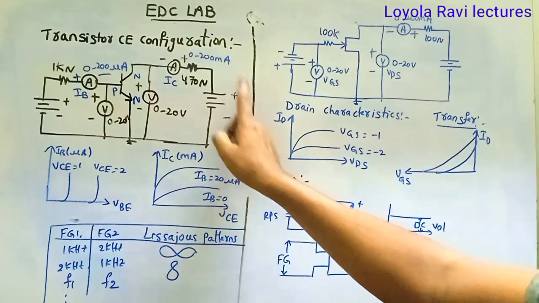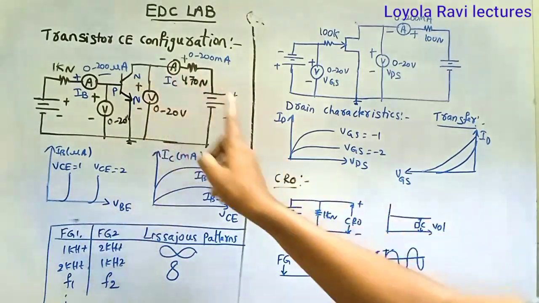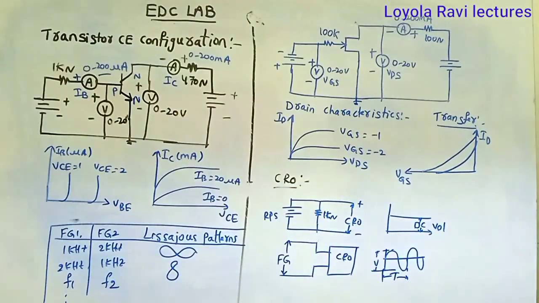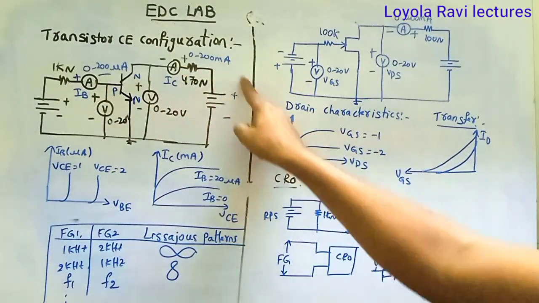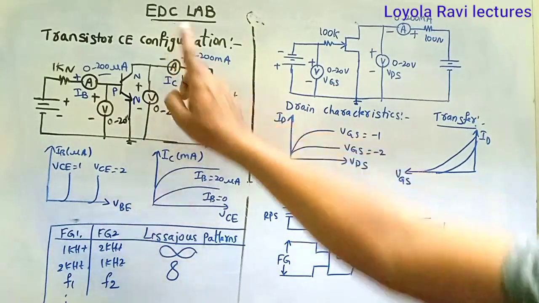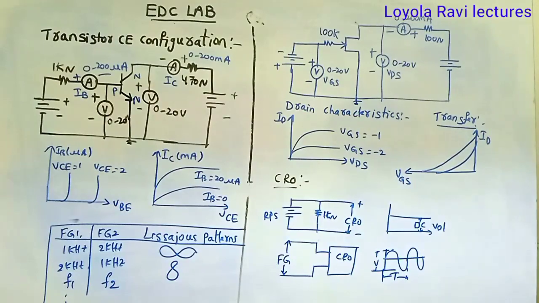Here, in parallel, you can take one voltmeter. This is positive, this is negative. Similarly, the adjacent ammeter terminal is positive. This is positive, that is why the adjacent ammeter is positive. This is negative. And for safety purposes, here we are using one resistance.